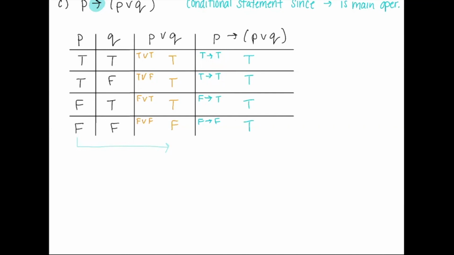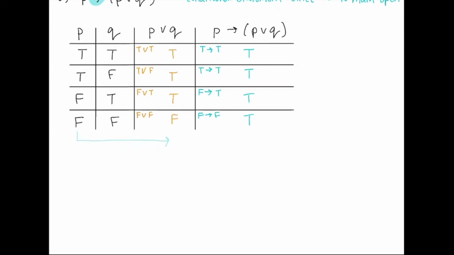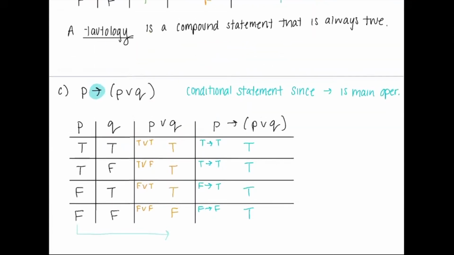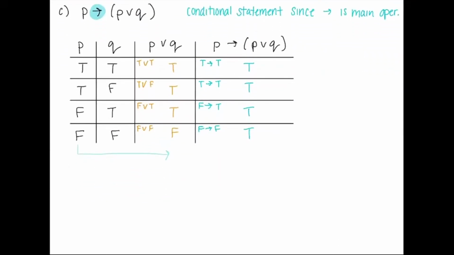So no matter the truth value I start with for P or Q, I give you a statement in the end that is always true. And because the main operation is that conditional, it's not called a tautology, it's called an implication. This is always implied. It's something that's accurate. So an implication is a conditional statement that is always true.